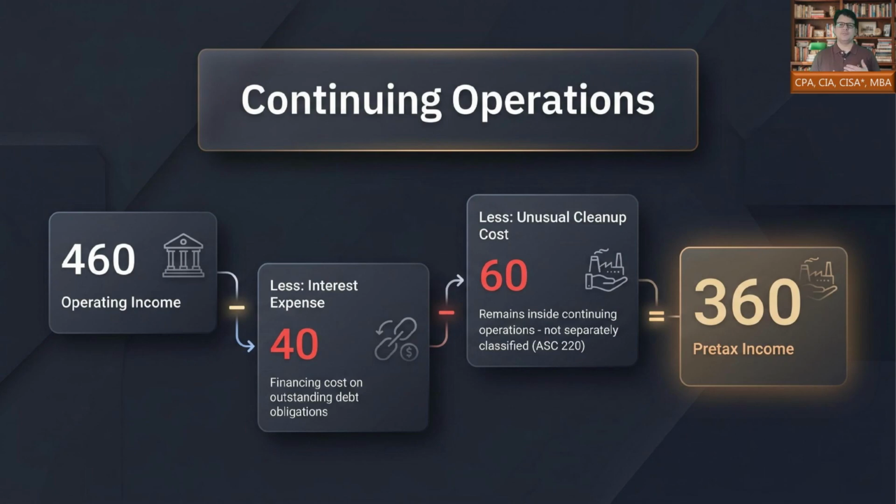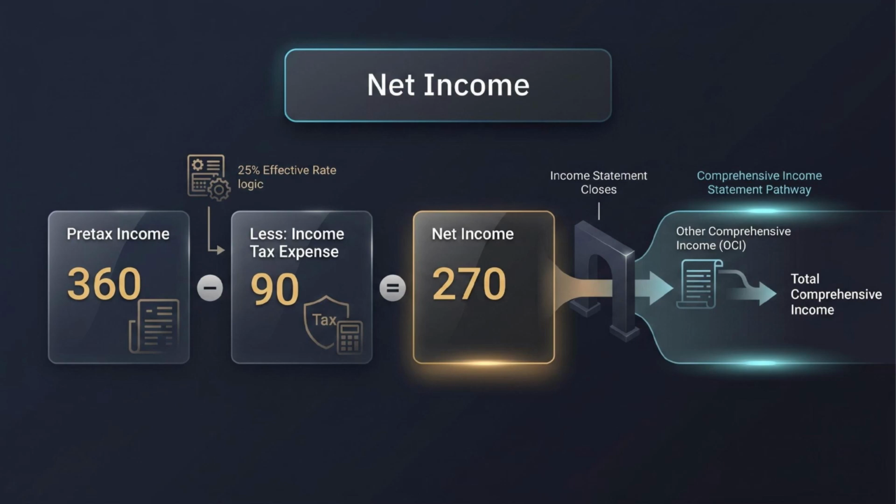Now we complete income from continuing operations before tax. Northbridge has interest expense of $40,000 and an unusual environmental cleanup cost of $60,000. Notice the presentation point carefully. The unusual cleanup cost remains inside continuing operations. It is not treated as a discontinued operation and it is not placed in a special category outside earnings. The calculation is operating income of 460 minus interest expense of 40 minus unusual cleanup cost of 60, giving pre-tax income of 360.